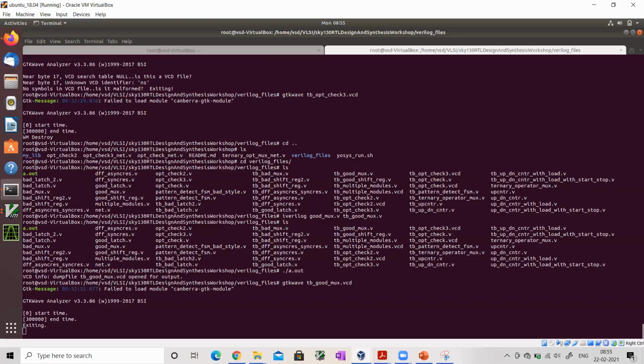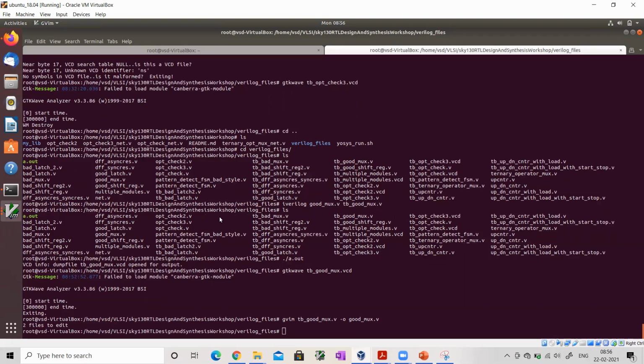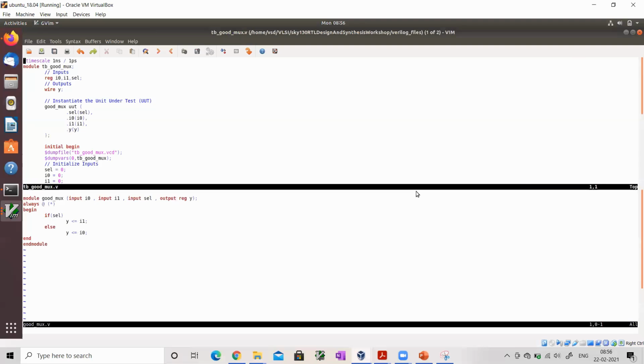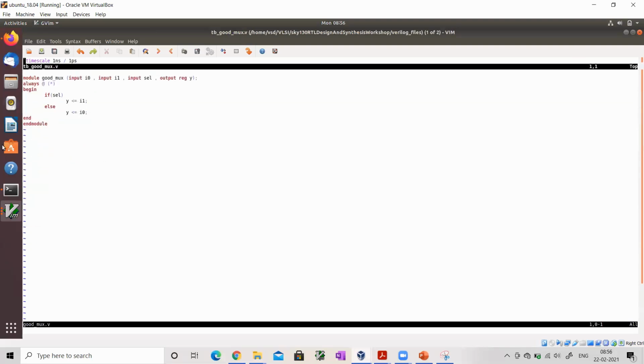Let us look into the files, how they look, what is exactly written in these files. We have seen how their outputs are looking. Let us look into the file structure. So this is my design and this is the test bench. So let's look at the design.